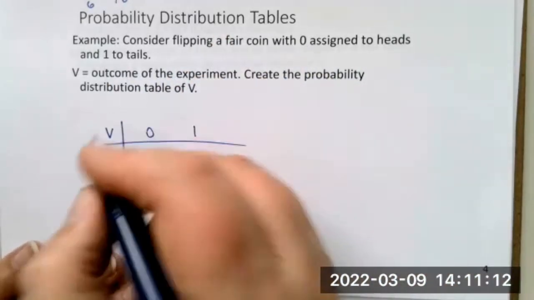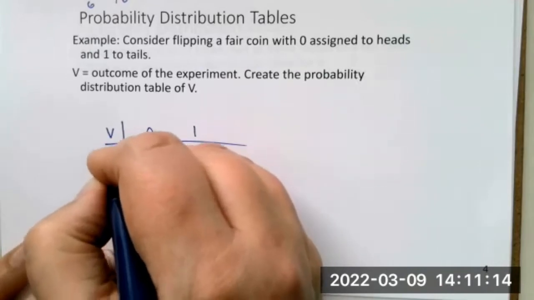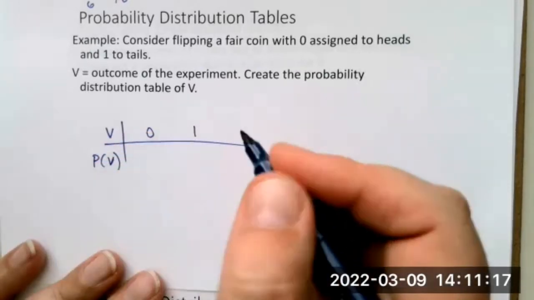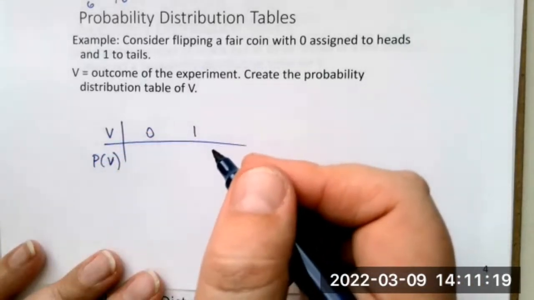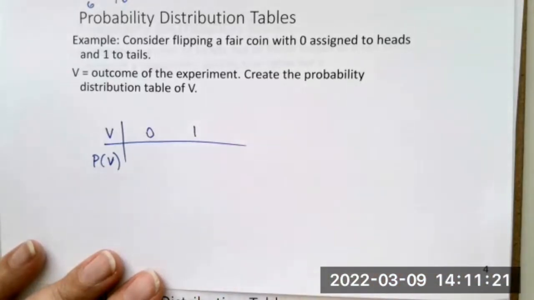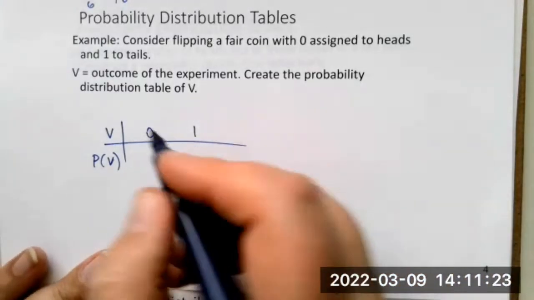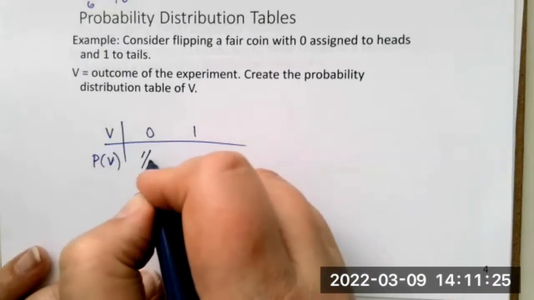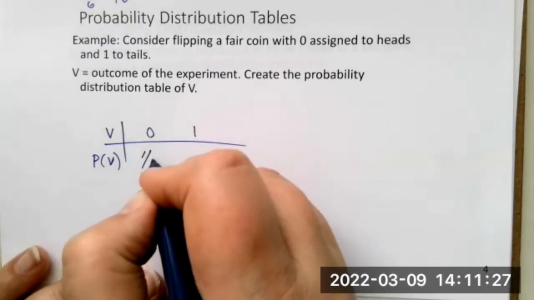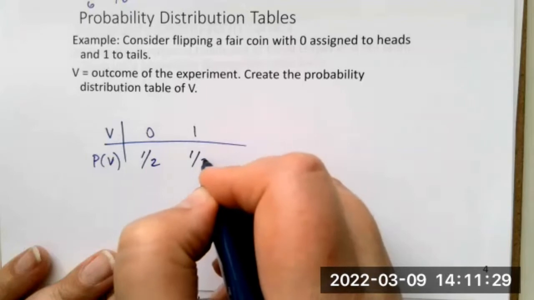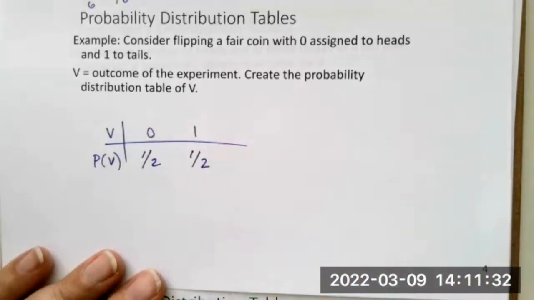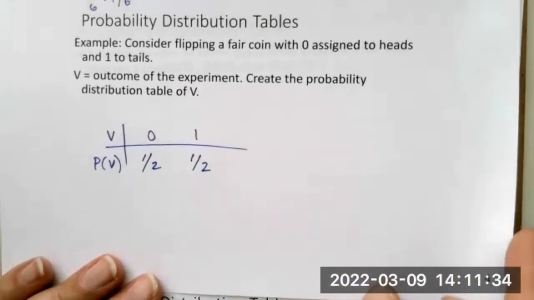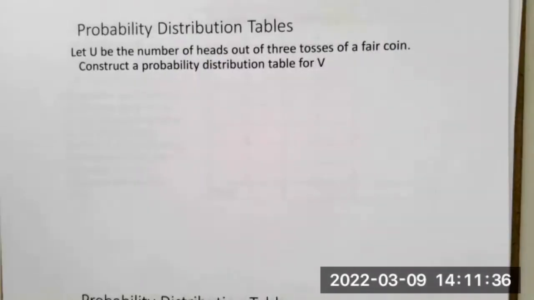So those are the possible values. What is the probability of each value? Well, if it's a fair coin, then the probability of each outcome would be 1/2 or 0.5. So there we go. This is our probability table for flipping a coin.